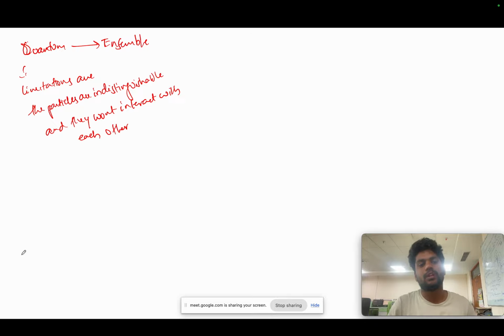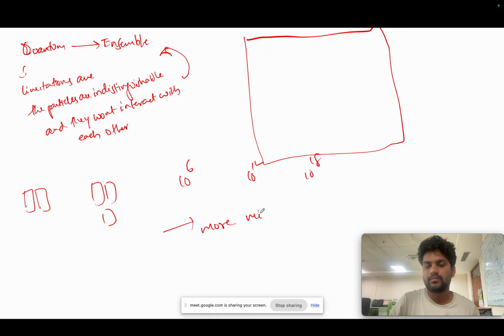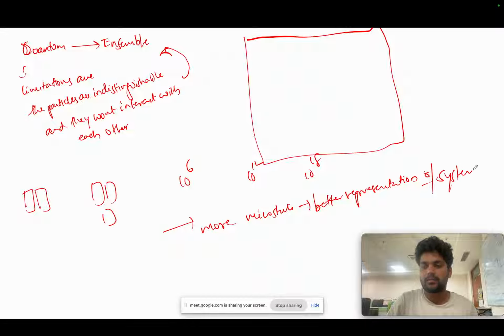But in reality, these two are not the case. So then we have converted to the ensemble approach. In the ensemble, as we already discussed in the last class, if you take this is the main ensemble. Suppose you have a system of 2 microstates, a system of 3 microstates, and a system of 10 to the power 6, 10 to the power 12 microstates. The more microstates, the better the representation of the system. So that's what we understood in the ensemble also.